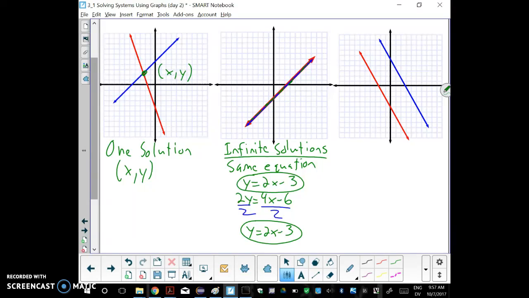Last case then is what we were talking about in the homework question. That's the no solutions case.